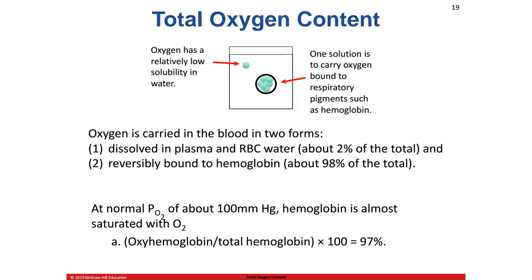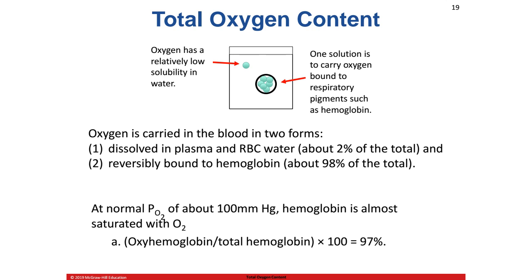As I mentioned previously, oxygen has a relatively low solubility in water. So if we were to just rely on dissolved oxygen in water, we wouldn't be able to get enough oxygen to our tissues. To get around this problem, we have a respiratory pigment called hemoglobin. Hemoglobin can bind to oxygen and carry it. So hemoglobin in us is found within red blood cells. And the presence of hemoglobin within red blood cells tremendously increases the ability of our blood to carry oxygen.